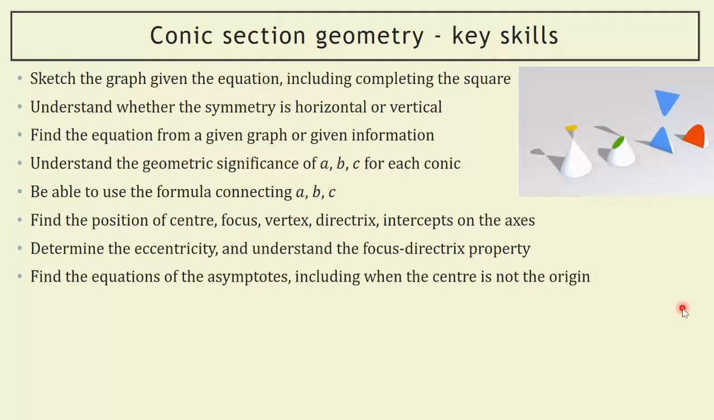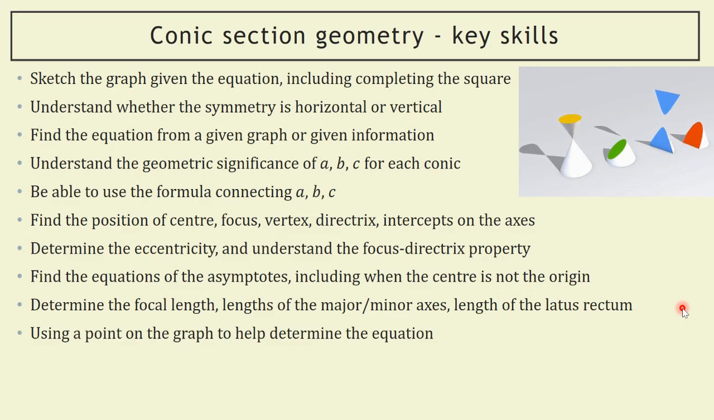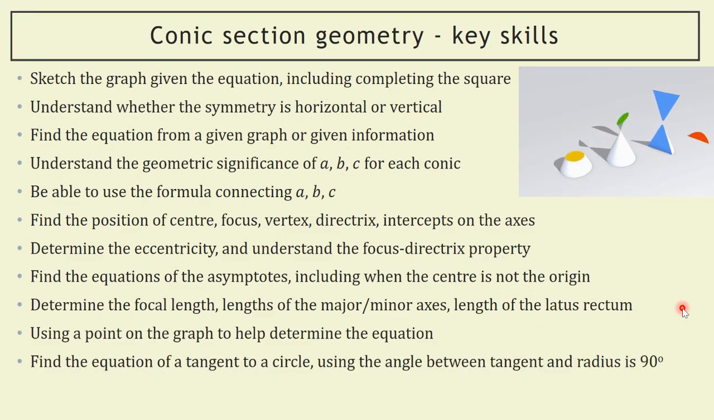So get the equation of asymptotes. This is obviously for the hyperbola, and that includes when the center is not the origin, which are the more tricky ones to do. And get the focal length, length of major axes, length of latus rectum. Using a point to determine the equation, just touch on that again, I'll give it its own point.